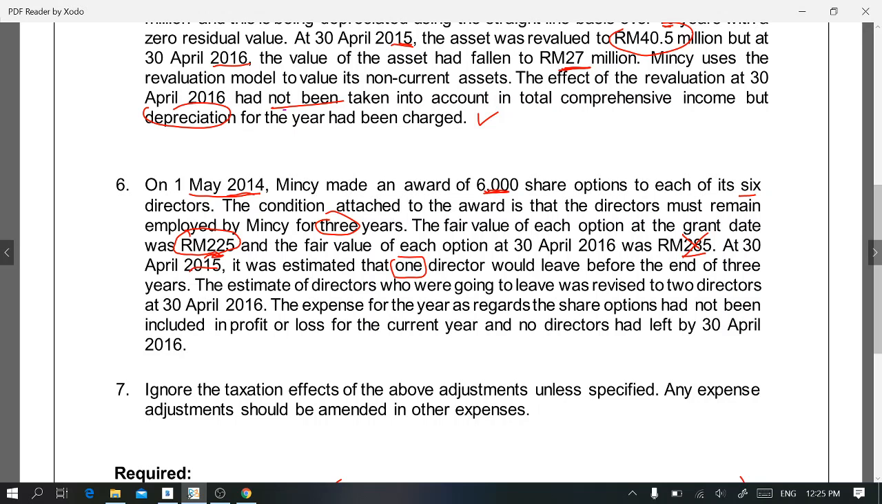So 1 year later, it was estimated that one director would leave before the end of 3 years. 1 year later, one is estimated. The estimated number of directors who are going to leave will be revised to 2 in 2016. Expense for the shares has not been recorded in the current year, and no director has left by 2016. Expect only 2.